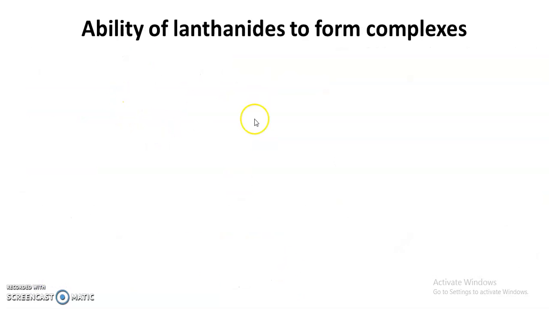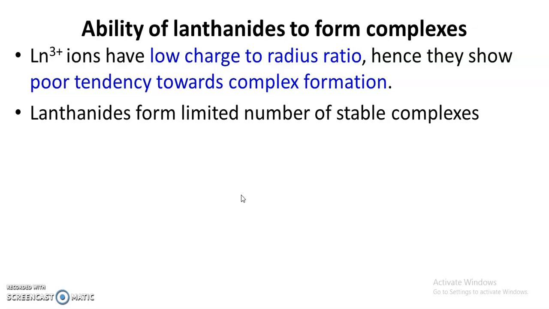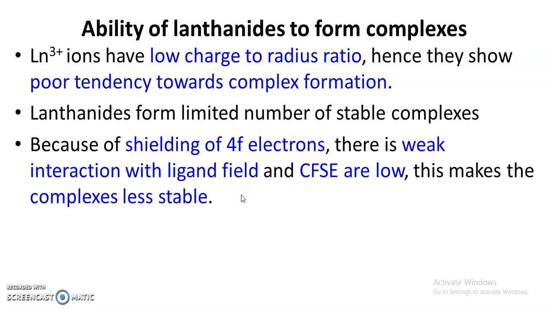Now the next point is the ability of lanthanides to form complexes. Lanthanum plus 3 ions have a low charge to radius ratio, hence they show a poor tendency towards complex formation. Lanthanides form a limited number of stable complexes, and because of shielding of 4f electrons by 5s and 5p orbitals, there is a weak interaction of 4f electrons with the electric field produced by the ligand, and because of this there is less crystal field stabilization energy. This makes the complexes of lanthanide ions less stable.